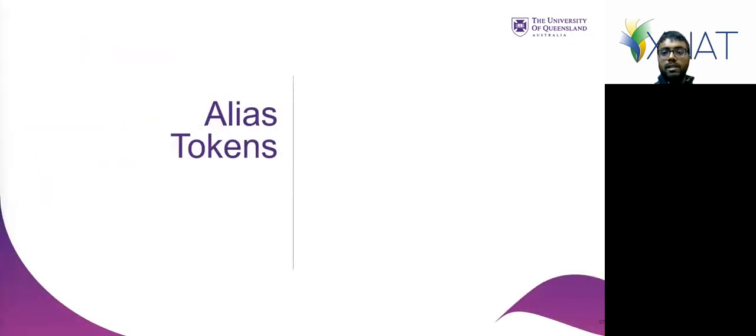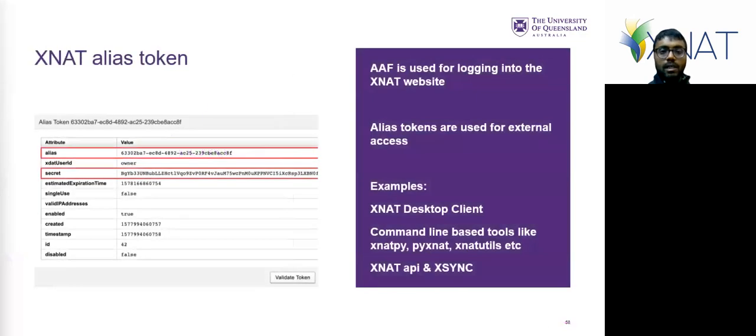So we'll look at something called alias tokens. So a login is used for logging into the XNAT website, but there's a lot of systems that need external access to XNAT, and that's where alias tokens come in. These systems will include things like Windows or Mac desktop clients like XNAT Desktop, command line tools like XNAT utils, XNATpy or PyXNAT, and things like that. And even XSync, which we use to sync from XNAT to XNAT, will need some sort of external token. Alias token is the term that XNAT uses. It's similar to basically an API token if you're familiar with APIs.